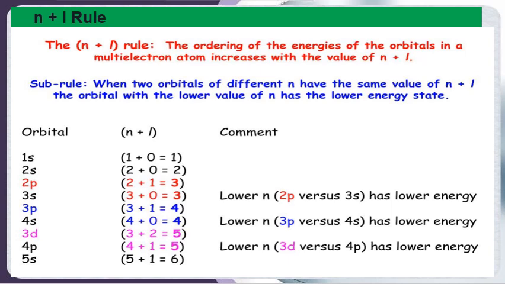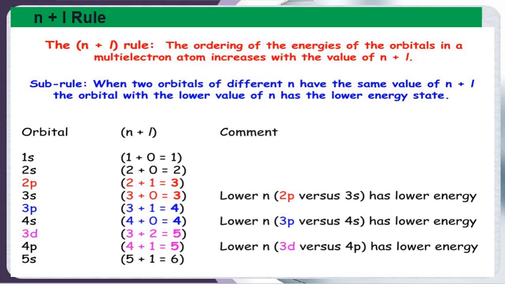You can see for 1s, if we apply the rule n plus l, you will get which orbital will be filled first. The value of n plus l will tell you that the orbital having the lower value of n plus l will be filled first. The value of n is given in 1s, it is 1, while the value of l for s is 0. So the total comes out as 1 plus 0 is equal to 1.